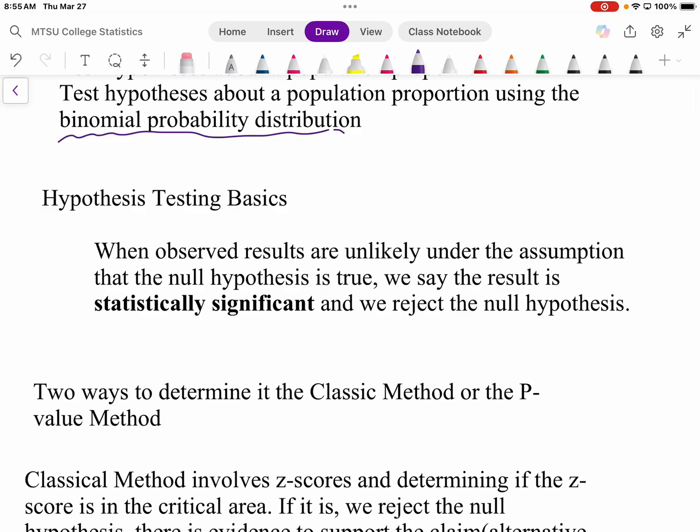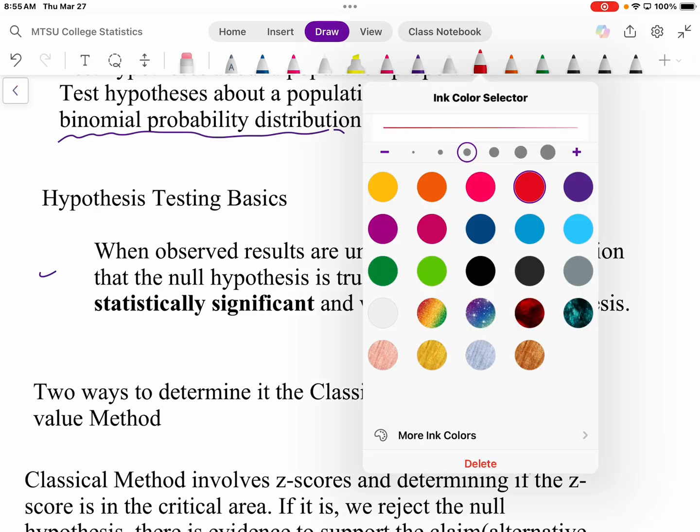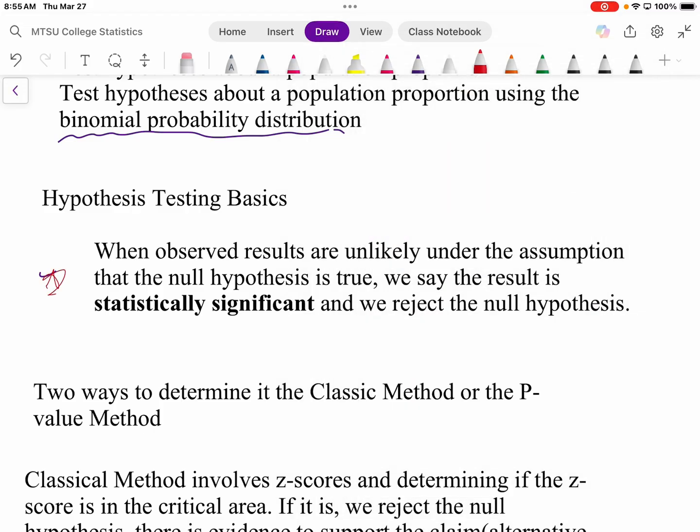Again, hypothesis testing basics. When observed results are unlikely under the assumption that the null hypothesis is true, we say the result is statistically significant. So that's a big one to keep in mind as we go. When the results are unlikely under the assumption that the null is true, we reject the null.